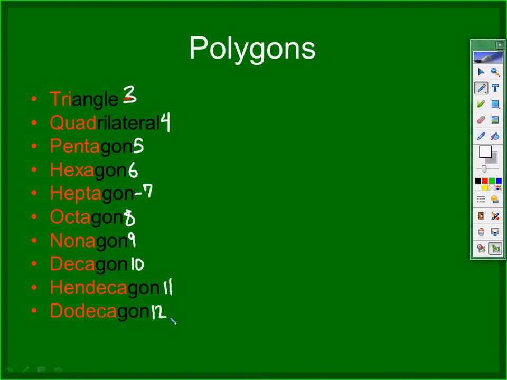And dodeca is 12. Of these, the triangle, quadrilateral, pentagon, hexagon, octagon, and decagon are your most common shapes, most common polygons.